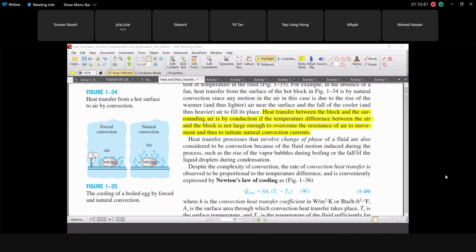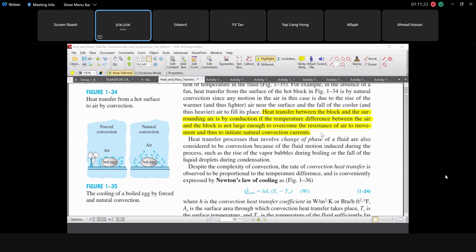Okay, some of you might have questions. Let's read this statement. Heat transfer between the block and the surrounding air is by conduction if the temperature difference between the air and the block is not large enough to overcome the resistance of air to movement and to initiate natural convection currents. Okay, what does this mean?